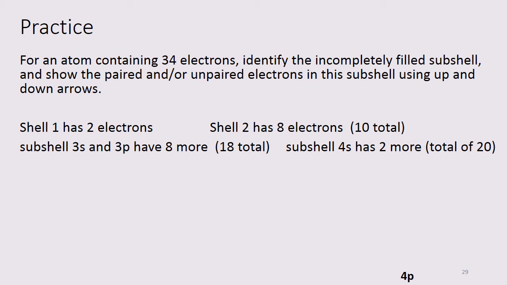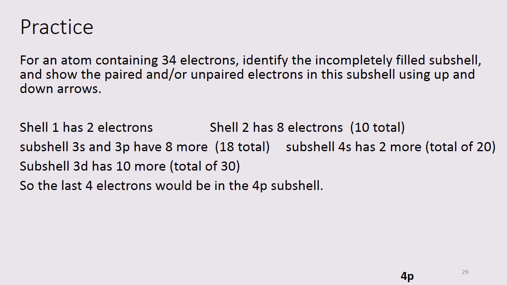Then the next subshell is the 4s orbital with 2 more electrons. So now we've accounted for 20 electrons. The next one will be the 3d, which can hold 10 more. So now we have a total of 30 electrons accounted for. What comes after 3d? Then it comes 4p subshell, so the last 4 electrons would go in the 4p subshell. Now, how will they be arranged in that subshell? Well, here, let's first look at what the electron configuration is. 1s2, 2s2, 2p6, 3s2, 3p6, 4s2, 3d10, 4p4.